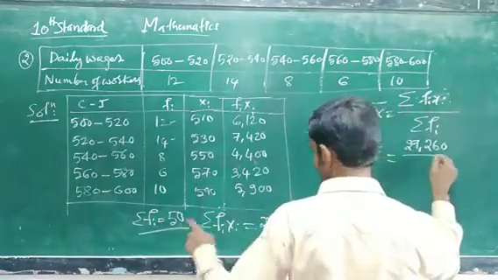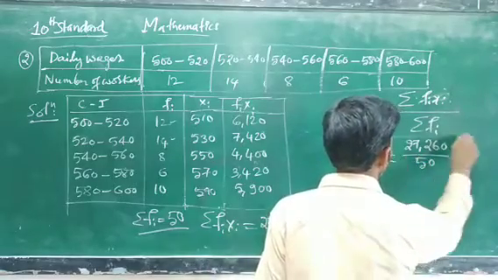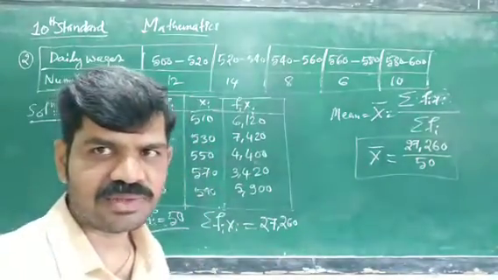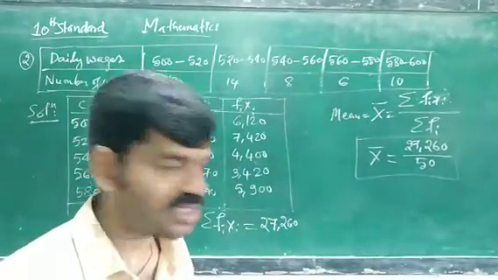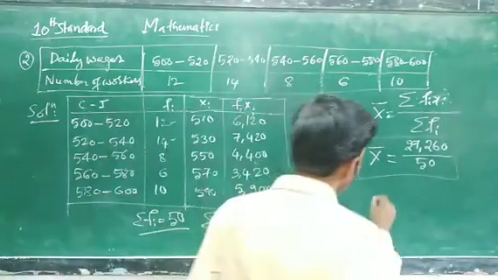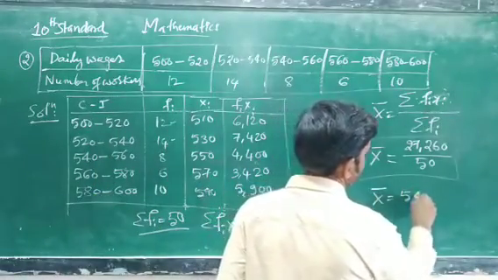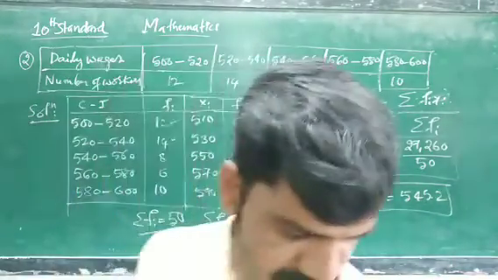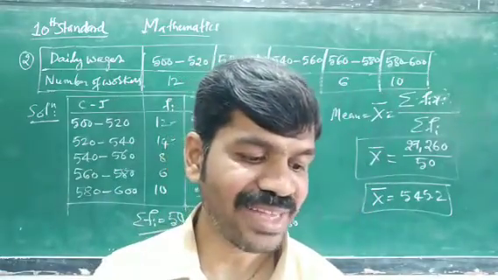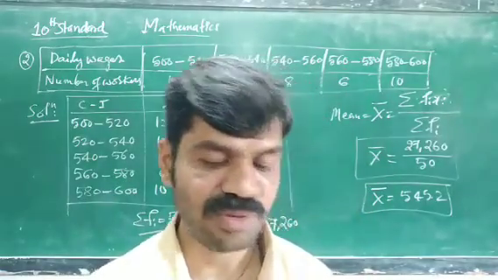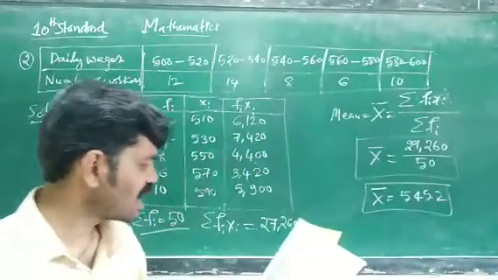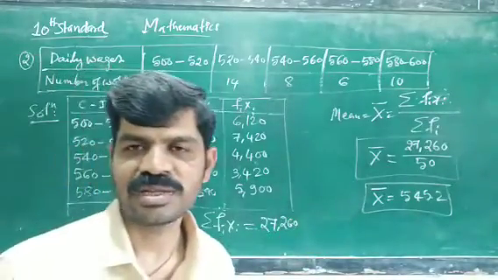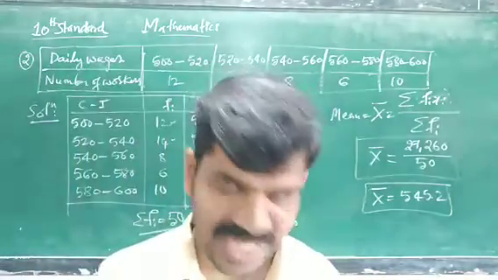27,260 divided by 50. Divide this and you will get the answer. I hope you got the answer: 545.2. This is what they have asked to find out, the mean daily wages of the workers of the factory by using the appropriate method. So the mean daily wages is 545.2 rupees.